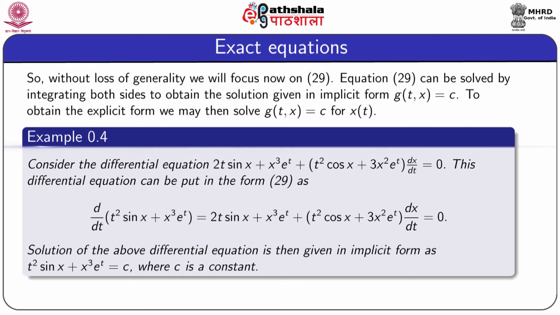Equation 29 can be solved by integrating both sides to obtain the solution given in implicit form g t x equal to c. To obtain the explicit form, we may then solve g t x equal to c for x t. This will be more clear if we consider example number 0.4. Let us take a differential equation of the form (2t sin x plus x cube e to the power t) plus (t square cos x plus 3x square e to the power t) dx/dt equal to 0.